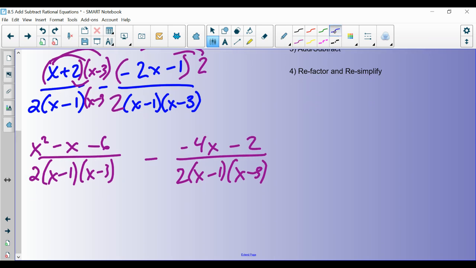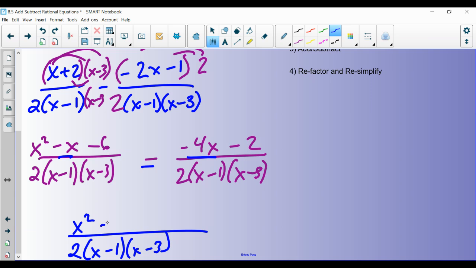Now is the part where we are going to leave our denominators the same, 2x minus 1, x minus 3, but combine the numerators. I'm going to be really careful because it's subtraction. X squared doesn't have anything to combine with. Here I have a negative x minus a negative 4x. Negative x minus negative 4x turns into negative x plus 4x or plus 3x. And then negative 6 minus negative 2 would be minus 4.